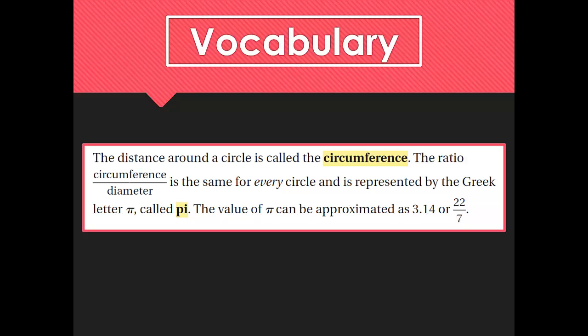Now we're going to look at some vocabulary. The distance around a circle is called the circumference. The ratio, circumference over diameter, is the same for every circle and is represented by the Greek letter pi, called pi. The value of pi can be approximated as 3.14 or 22/7.